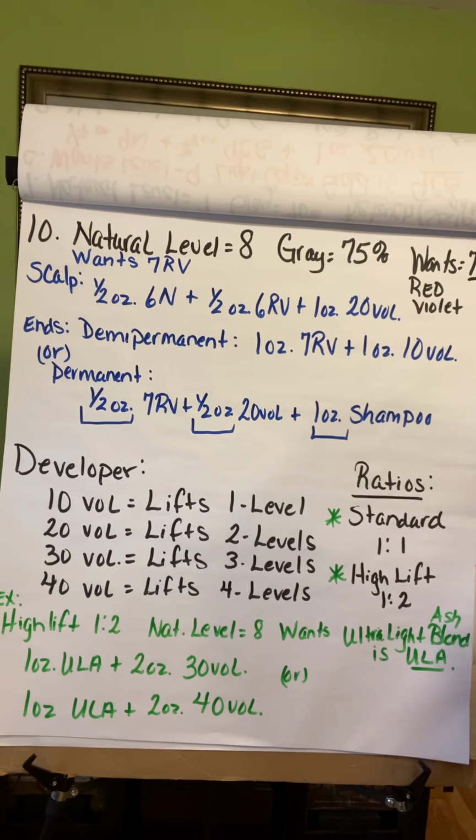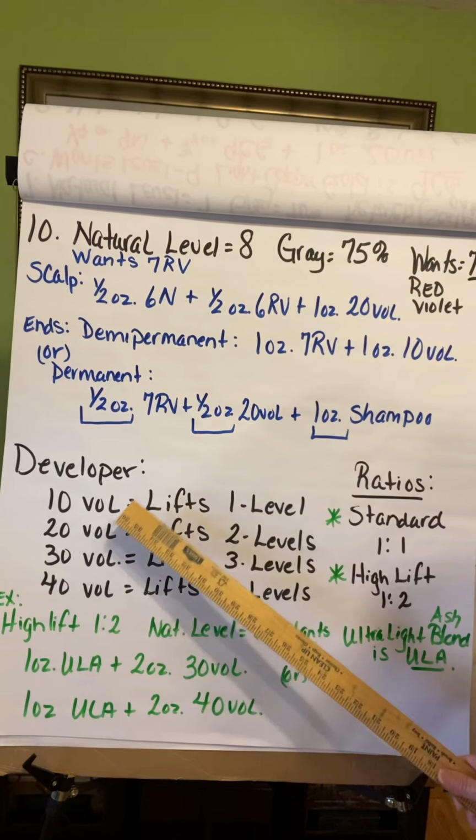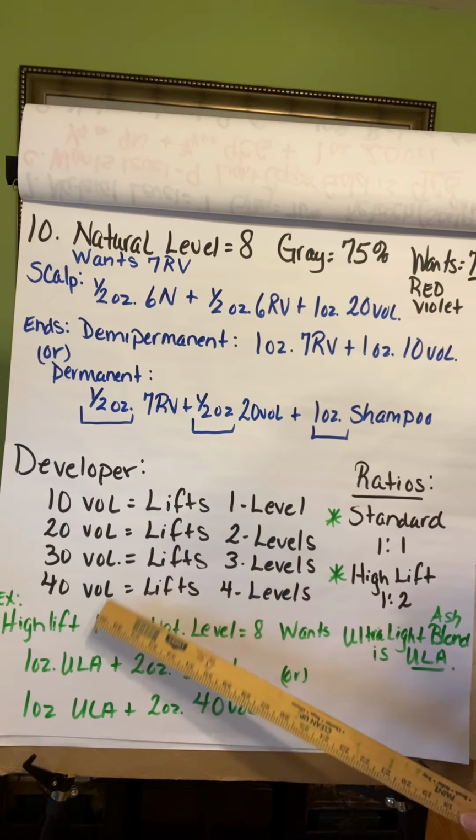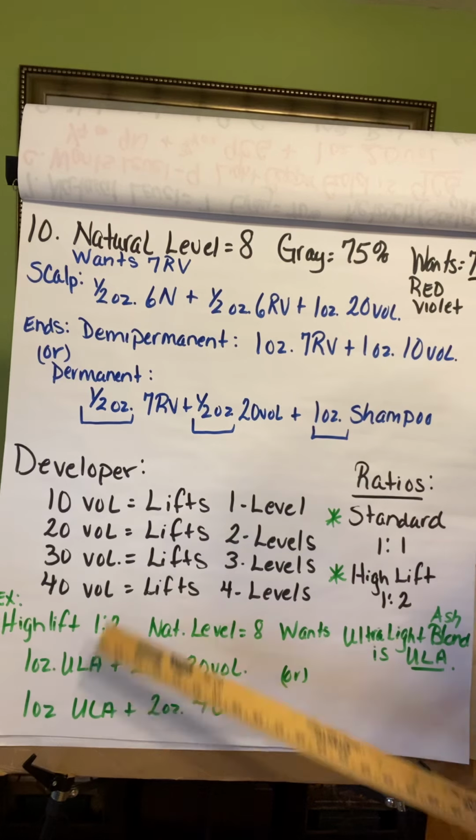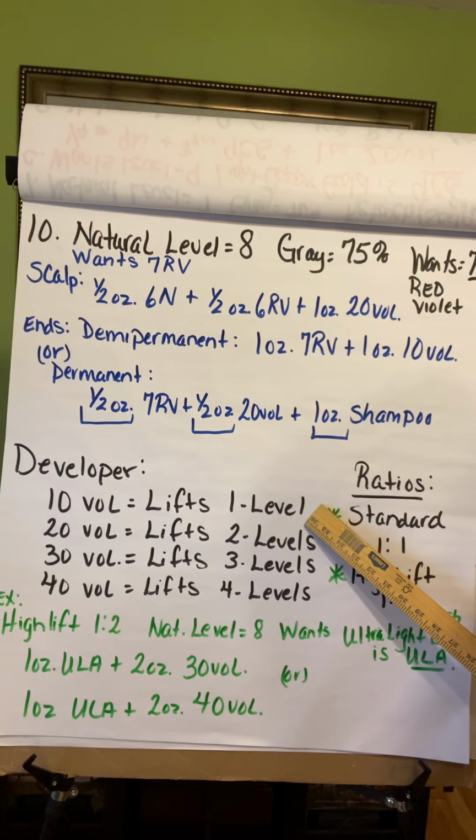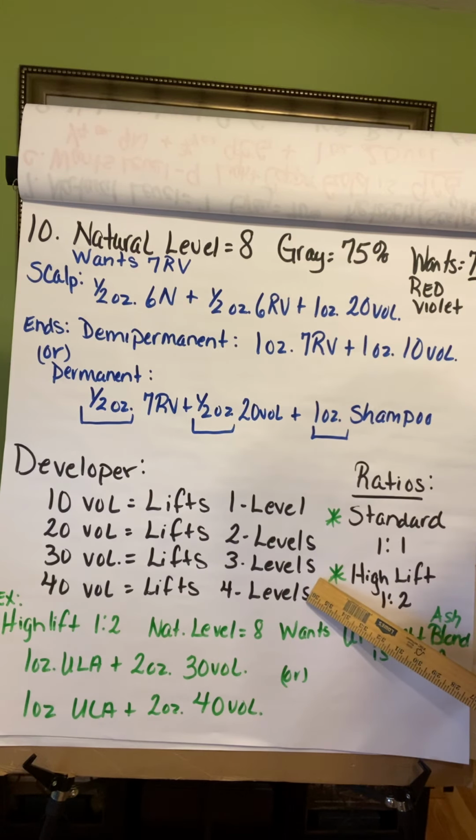Okay, so just a quick little review about developer. We have 10, 20, 30, and 40 volume developers, okay? 10 volume is going to lift 1 level. 20 volume is going to lift 2 levels. 30 volume is going to lift 3 levels. And 40 volume is going to lift 4 levels. Your standard mixing ratio is 1:1. Your high lift color is 1:2.